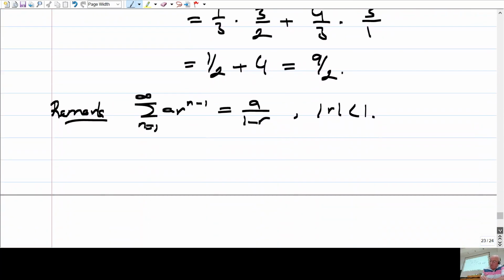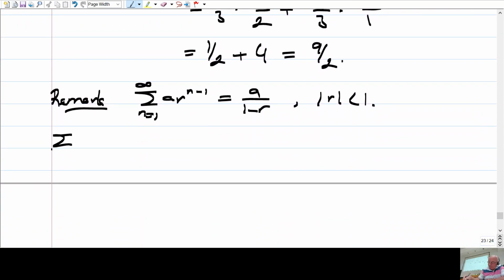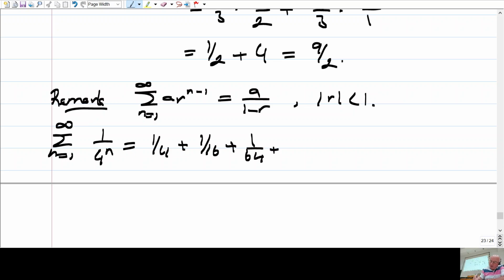The thing is the following. If you look at the sum from 1 to infinity of 1 over 4 to the power n, what is this? This is 1 over 4 plus 1 over 16 plus 1 over 64 and so on. This doesn't start from 1. It starts from 1 over 4. So I can write it this way: if I take 1 over 4 outside parentheses, then I will get 1 and then 1 over 4, 1 over 16 and so on.